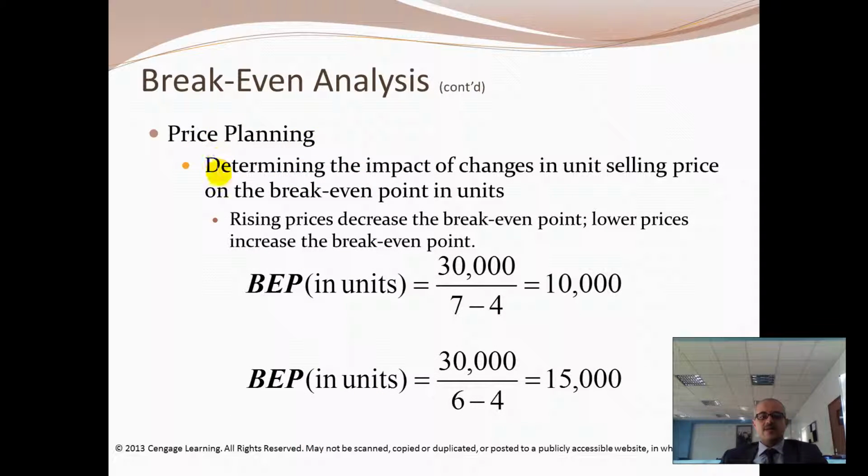The question is, determine the impact of change in unit selling price on break-even analysis. Rising prices decrease the break-even point. Lower prices increase the break-even point. What if we sell the lemon juice for $7? Then 30,000 divided by 7 minus 4, we can break even with only 10,000 glasses instead of the 15,000 units if the price was 6.